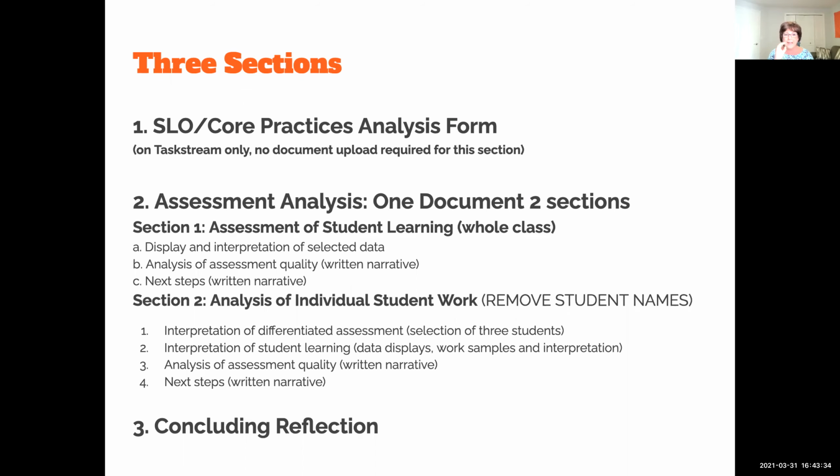Okay. And here on the slides, I've given you the sections that you're going to see. What are the subsections of section 1? What are the subsections in section 2? And then last, you're going to write a concluding reflection. So let's take a look at each of these sections to try to give you a framework for how to complete them.